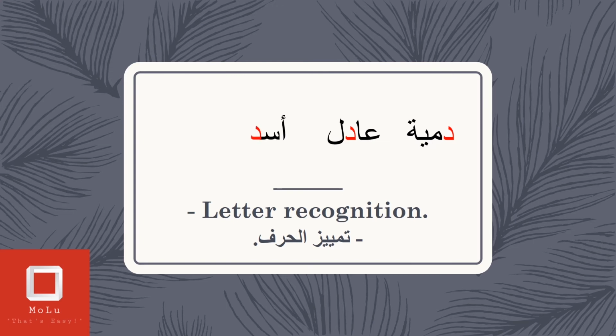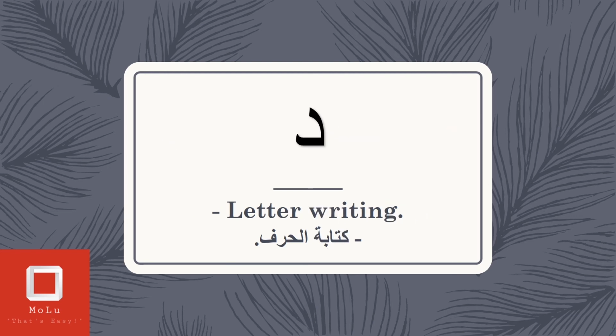And in Asad, which means lion, it's at the end of the word but it's connected to the letter before it. And in Ward, which means flower, it's at the end of the word but it's not connected to the letter before it. To write the letter Dal, you have to draw a diagonal line, then a curved line, and you are done.